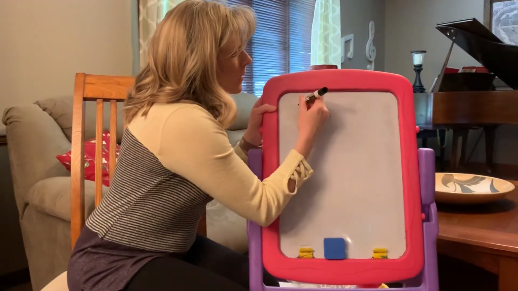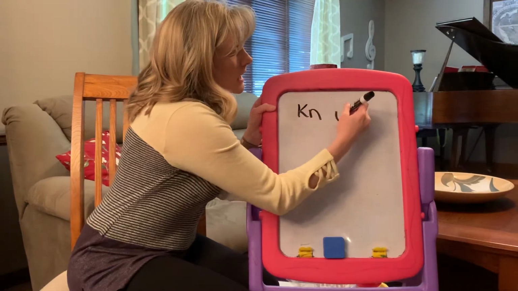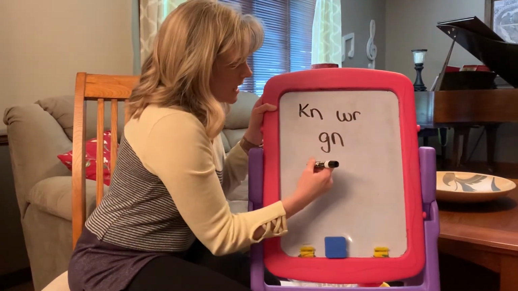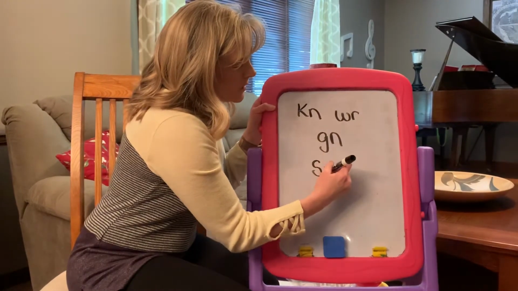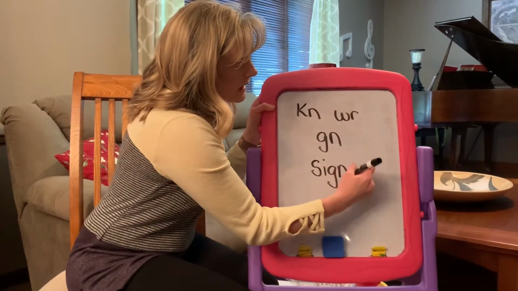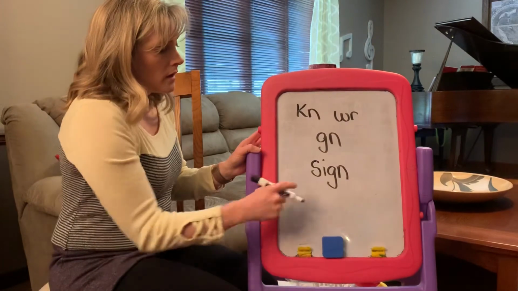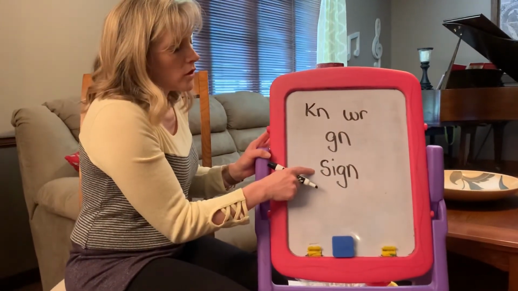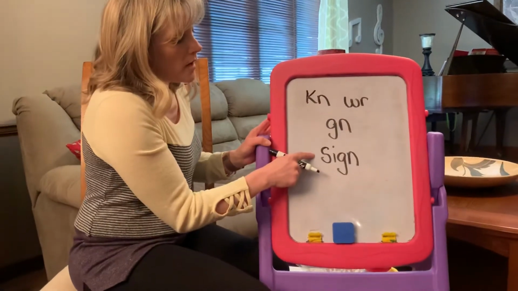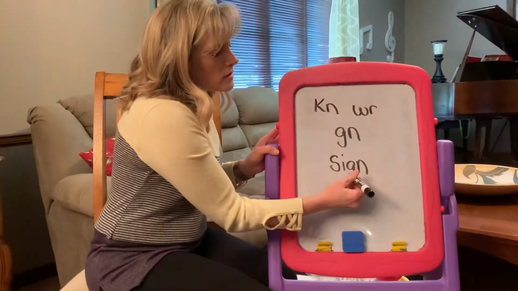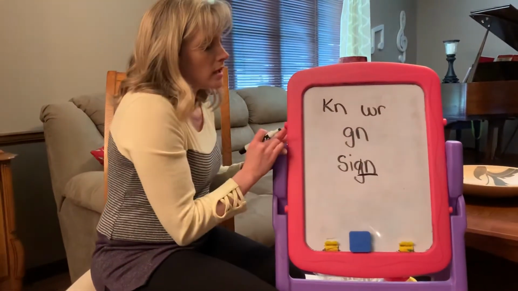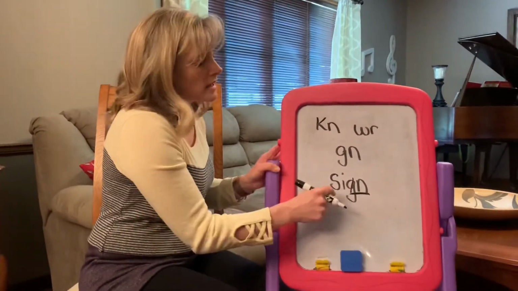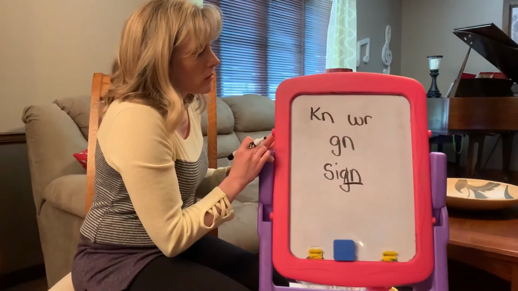So we have KN and WR. We also have ghost letter digraph GN. So let me give you an example of when we can use GN at the end of a word. This is the word sign, like when you sign your name or you see a sign up on a wall. So again, you don't hear the GN, and that's okay because we see it in both places. We can see it at the beginning of the word or at the end of the word.